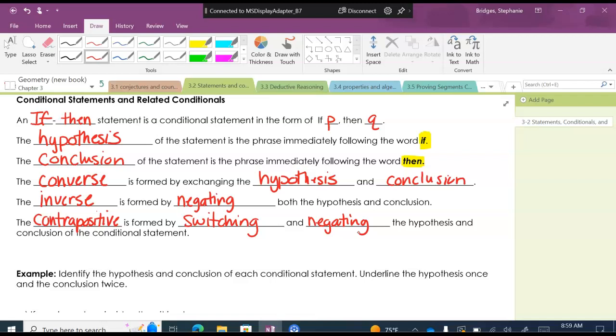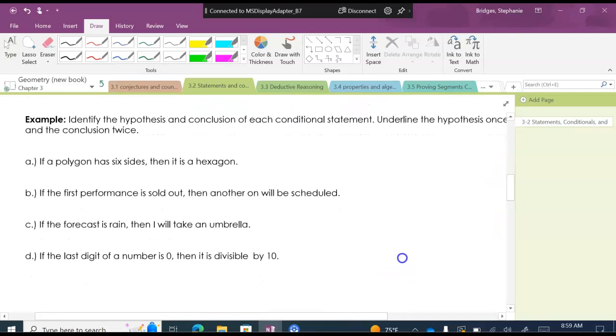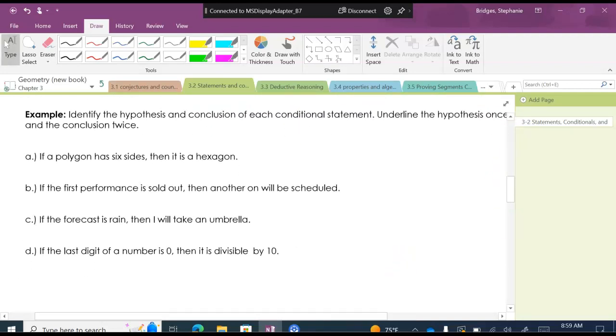Okay. So yes, the stuff in this section is a lot of writing and a lot of words, so it seems like English class. Is everybody good? You'll get the hang of it once you do it more. First, I want you to look at that first example. On A, B, C, and D, underline the hypothesis once and then underline the conclusion twice.